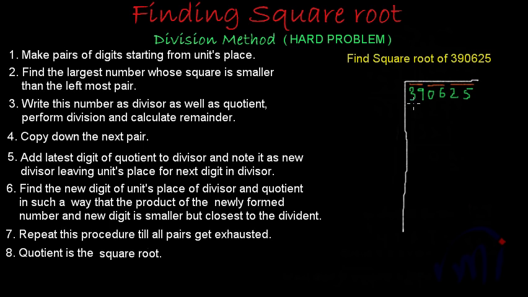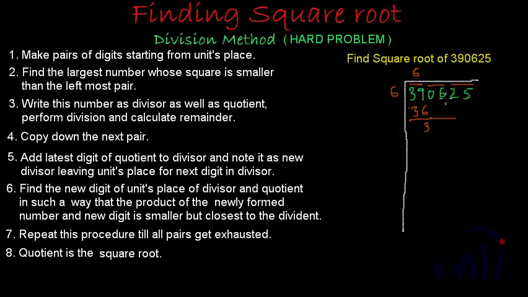And step number 2 says find the largest number whose square is smaller than the leftmost pair. So in the leftmost pair we have 39, and 6 sixes are 36. So 6 is the number, and they say in the third step to write this number as divisor as well as quotient. So I'll write it at the place of divisor and quotient. And then they say perform division and calculate the remainder. So 6 sixes are 36, and if I subtract I'll get remainder as 9 minus 6, 3, and 3 minus 3, 0.